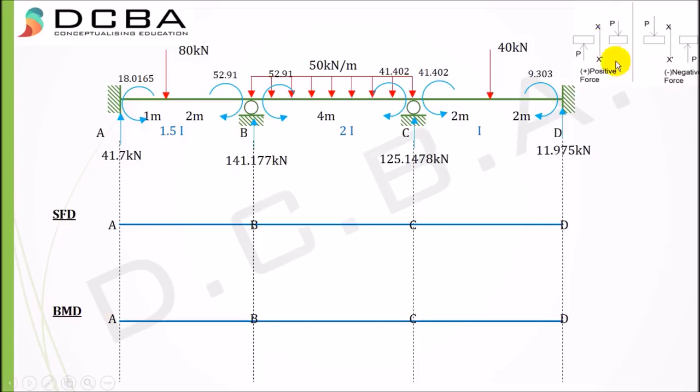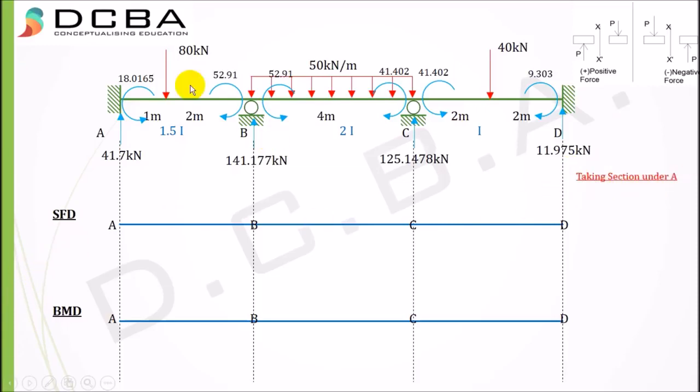Again, all the forces to the right part of the beam, that is if I am considering the right part of the beam to this section, all the downward forces would be considered as positive and all the upward forces would be considered as negative. So this is the sign convention that you need to follow. Let's get started with SFD.